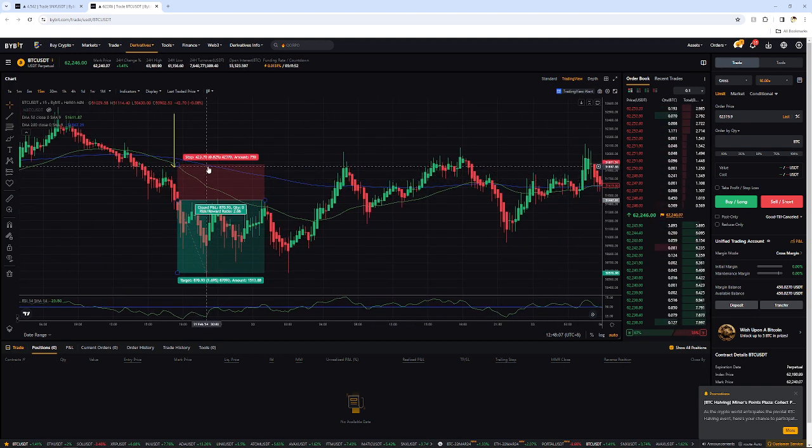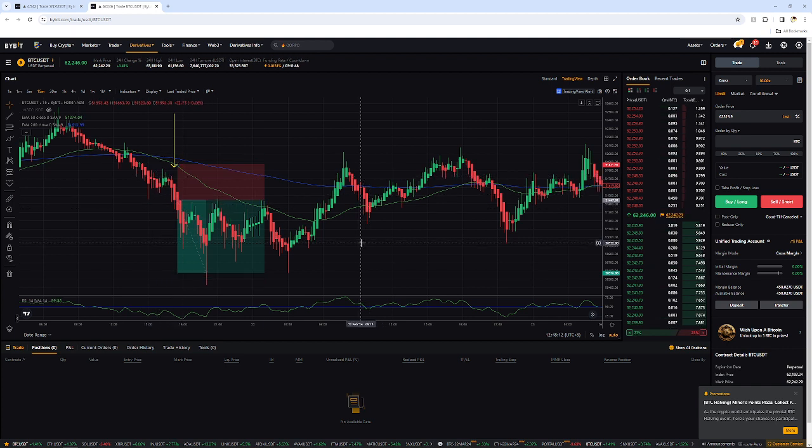Using only the 50 EMA, the 200 EMA, and Heikin Ashi candles, you can easily spot opportunities for continuation trades on crypto at 15 minutes.